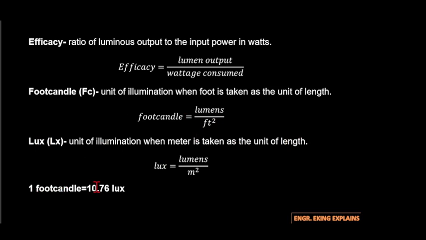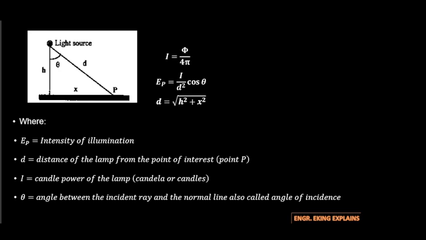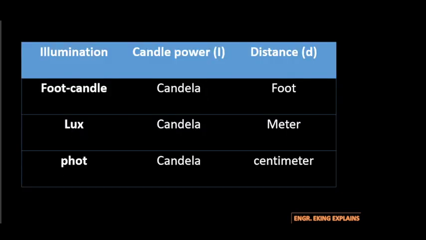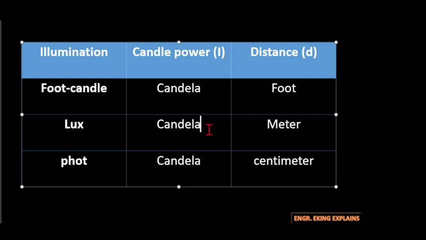1 foot candle is equal to 10.76 lux. Okay, so that's it, the formulas are done. So if our illumination is in foot candle, our candle power is in candela, and our distance should be in feet. If our illumination is in lux, the candle power is still in candela, while the distance must be in meters.